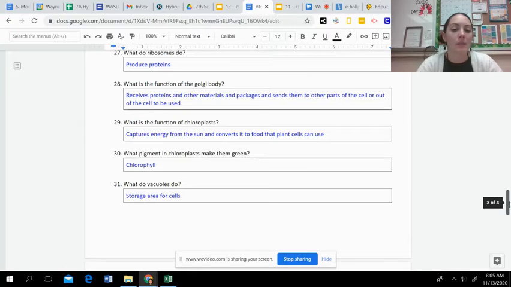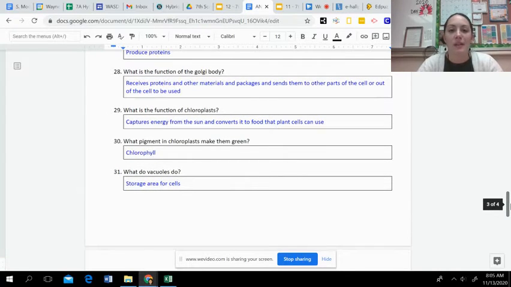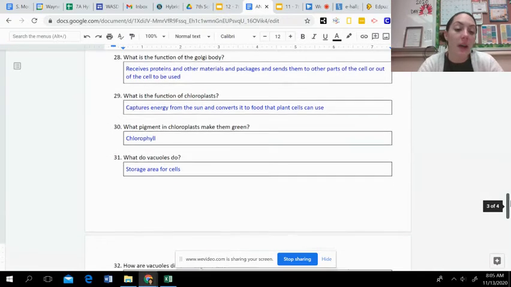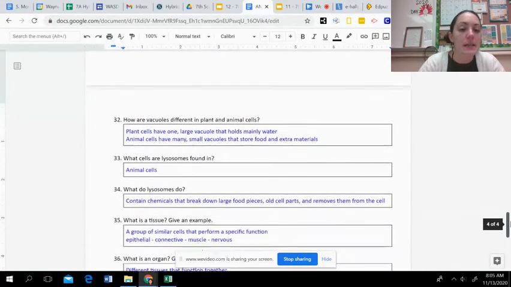Chloroplasts are in plants. And they capture the energy from the sun and then make food for the plant. The pigment in chloroplasts is chlorophyll, and that's what makes them green. Then vacuoles are just those storage areas.